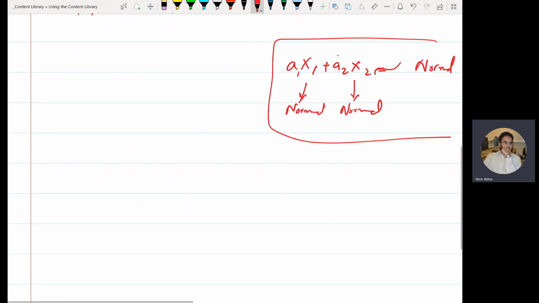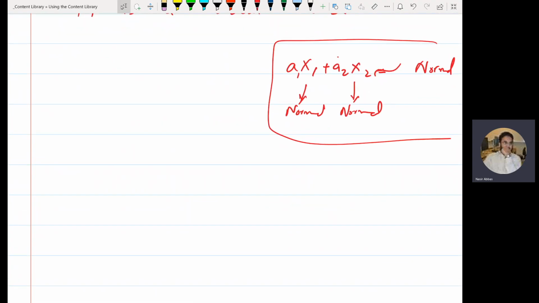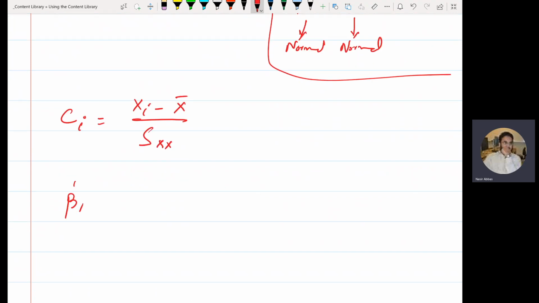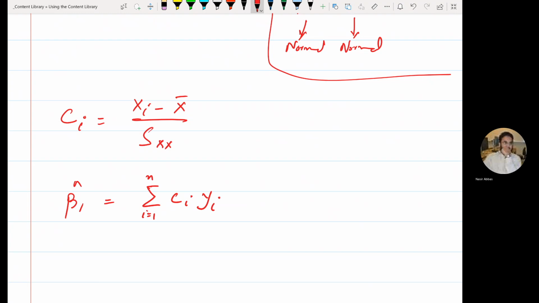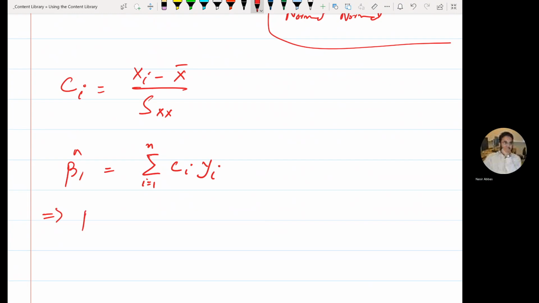So what we did is we introduced a supplementary concept of Ci, which is Xi minus X bar over Sxx. And we proved mathematically that beta 1 hat is nothing but the summation of Ci yi, which means that beta 1 hat is a linear combination of yi's.